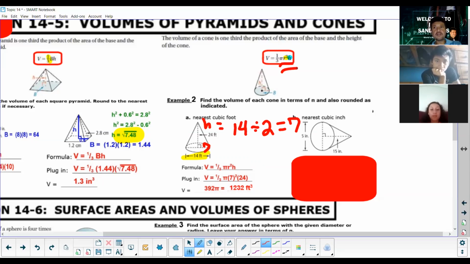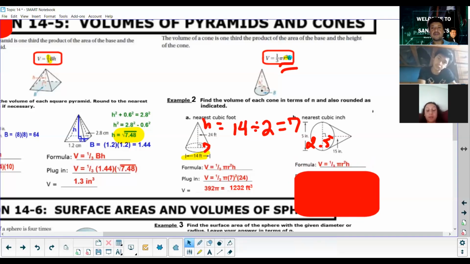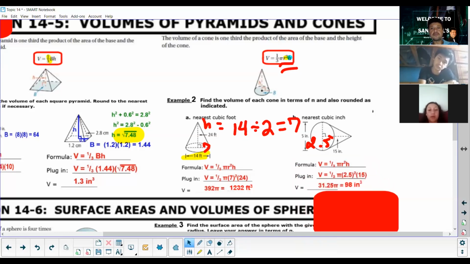So using that same train of thought, Celeste, how would you do B? If the 5 was for the radius, you have to do that, so then that will be 2.5. Yeah, that's excellent, Celeste. So 2.5 is the radius. And then times 15 since that is the height. Yeah, the only thing you got to keep in mind is that the radius is squared. So the 2.5 is going to be squared. And then afterwards, you get that solution.